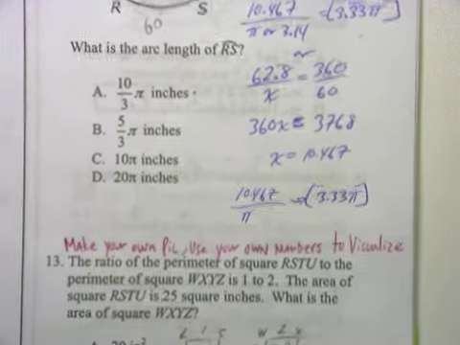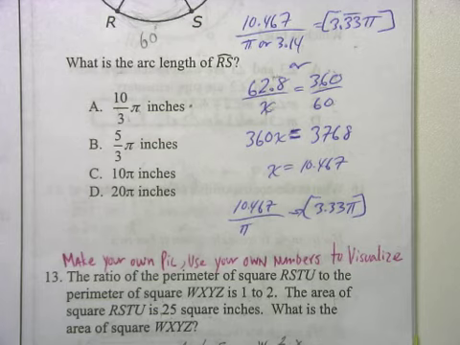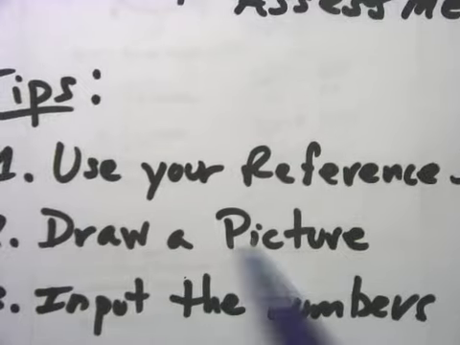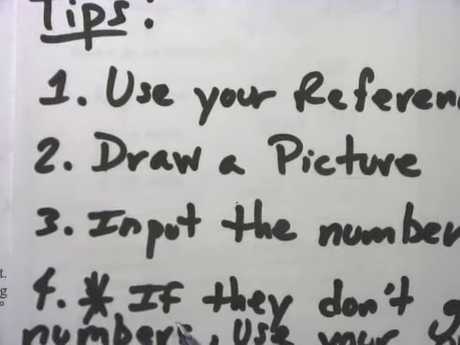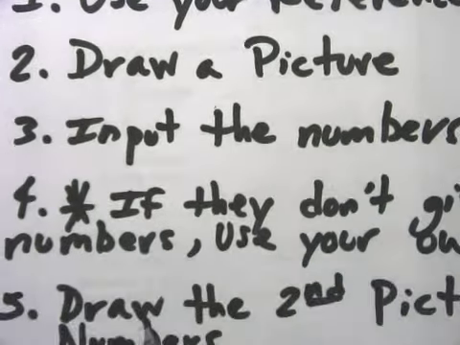Let's move on to question number 13. Question number 13 seems like it's a complicated question, but if you approach it using the rules that we talked about at the beginning, right? Draw a picture, input numbers. If they don't give you any numbers, put in your own numbers. Draw the second picture with the new numbers, and then solve, you'll be okay. So let's take a look here.